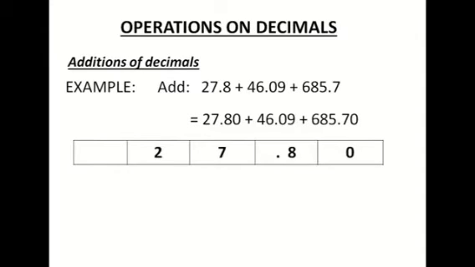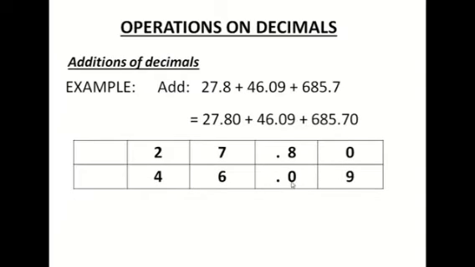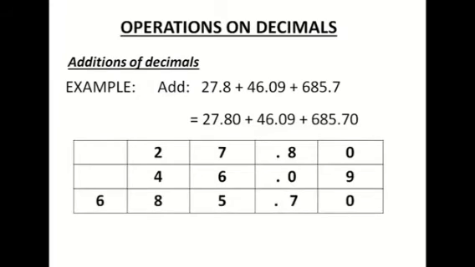Look here, 27.80. So here is my decimal point. For all the add-ins, we will keep the decimal point in this column itself. So 46.09. The decimal point should be in the fixed place. Here, 685.70. So the arranging of add-ins is over. Now we will do the addition.